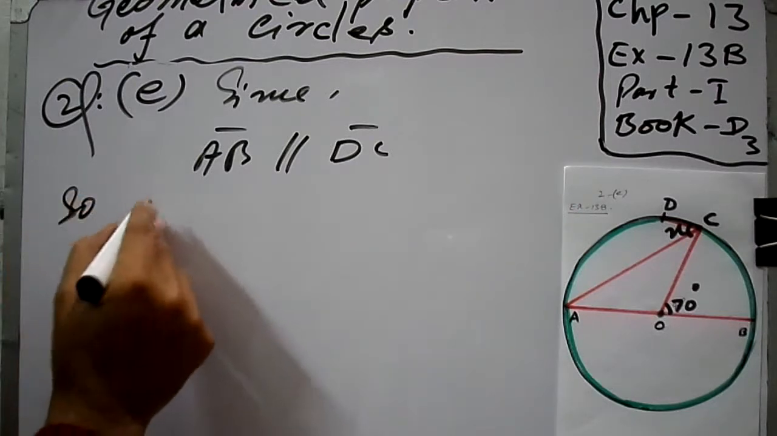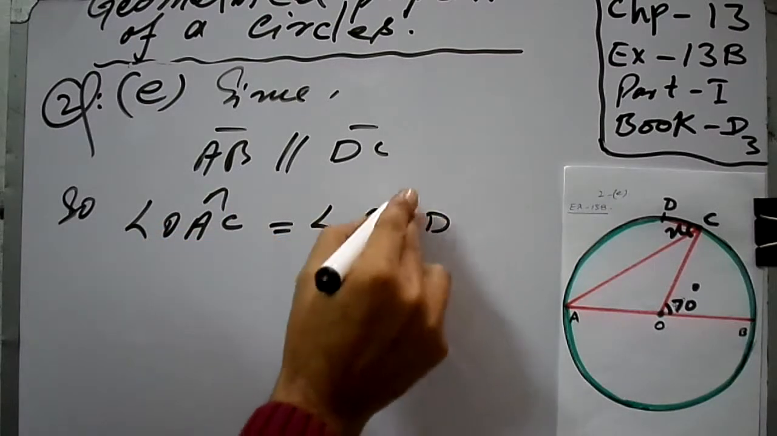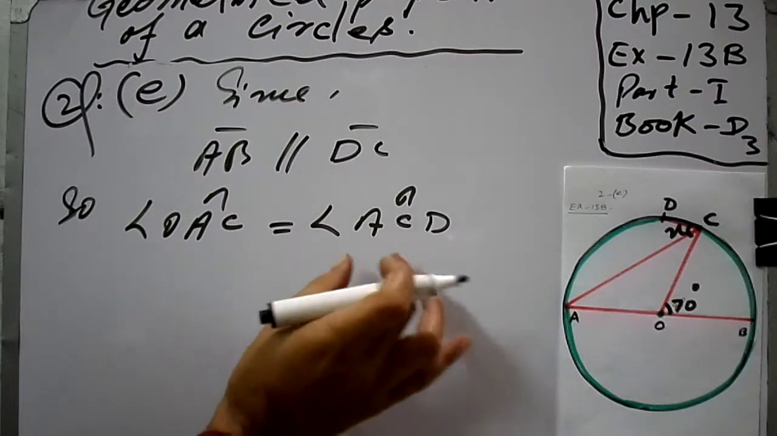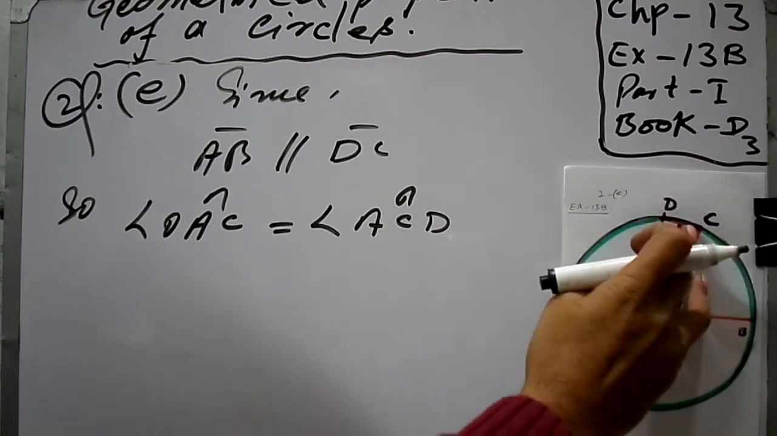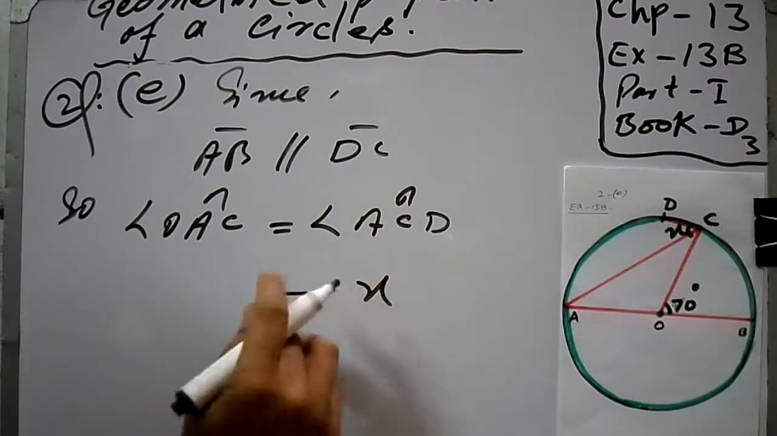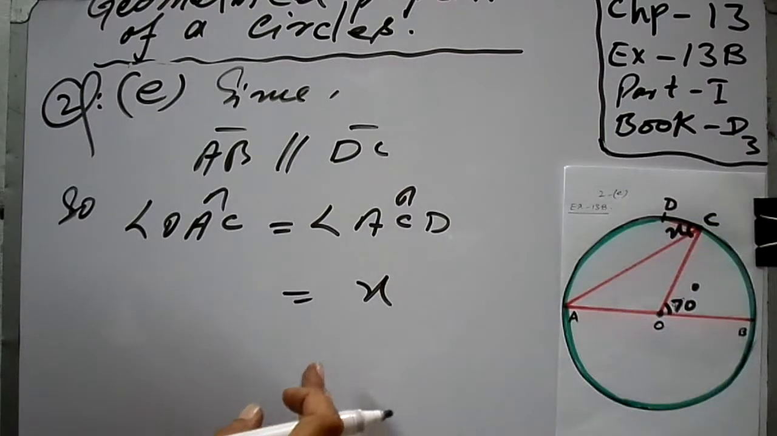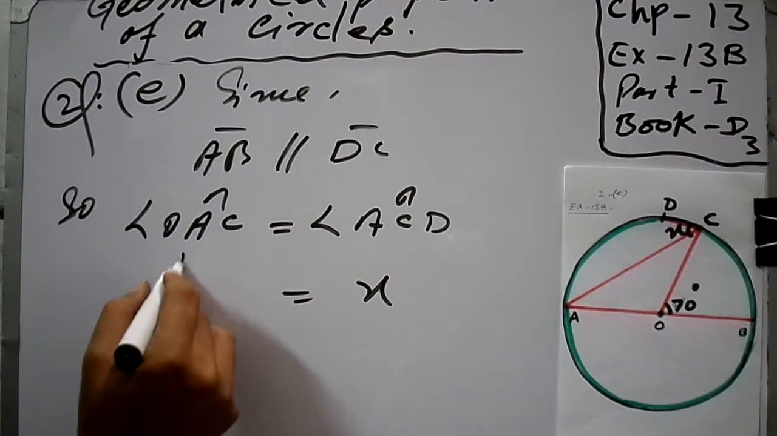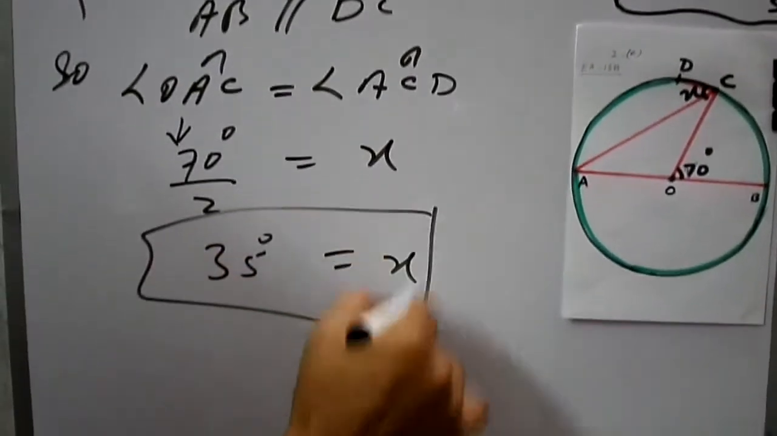Similarly, the angle OAC must be equal to the angle ACD. So we can say that ACD, this angle is your X, and OAC we have to divide, that is OAC is actually 70 divided by 2. So the value of X is 35 degree. So that is your result.